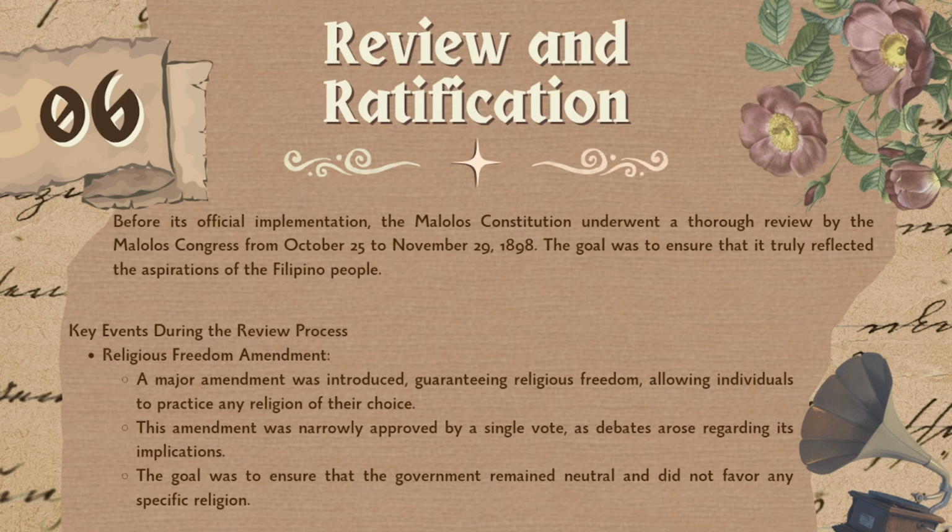Before its official implementation, the Malolos Constitution underwent a thorough review by the Malolos Congress from October 25 to November 29, 1898. The goal was to ensure that it truly reflected the aspirations of the Filipino people. Key events during the review process. 1 is the Religious Freedom Amendment. A major amendment was introduced, guaranteeing religious freedom, allowing individuals to practice any religion of their choice. This amendment was narrowly approved by a single vote as debates arose regarding its implications. The goal was to ensure that the government remained neutral and did not favor any specific religion.